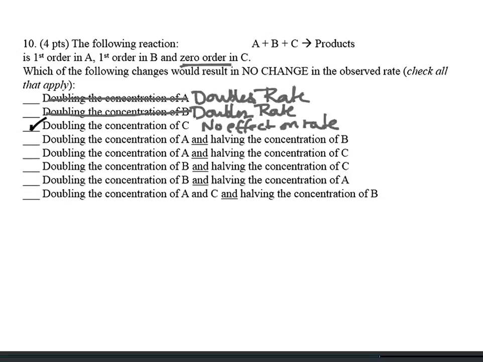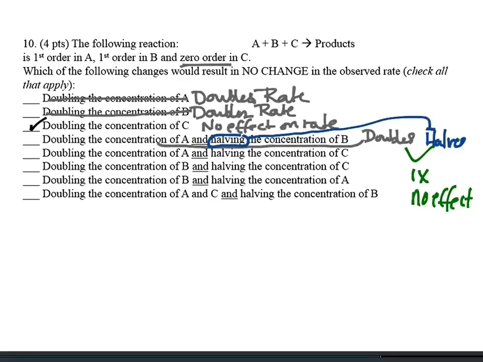The fourth one, doubling the concentration of A at the same time as halving the concentration of B. Because they're first order, if you double the concentration of A, that would double the rate. But at the same time, you're halving the concentration of B, which would halve the rate. So if you take those two together, a doubling effect along with a halving effect means that it has no change on the rate. The change is 1x. So you're going to check that as well.